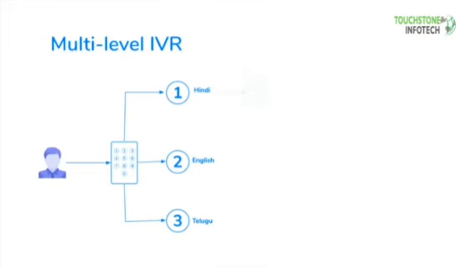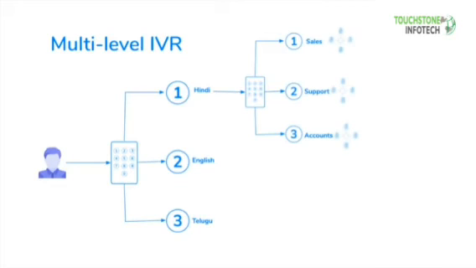Based on your requirements, you'll choose a language, and after you choose a language, you'll hear another recorded voice asking you to select 1 for sales, press 2 for support, and press 3 for accounts. Once you do that, you'll be routed to the correct department. So this is a multi-level IVR system. It has two or more IVR applets in a single call flow. Here, they ask you for more than one input.